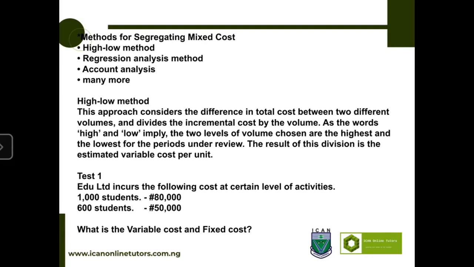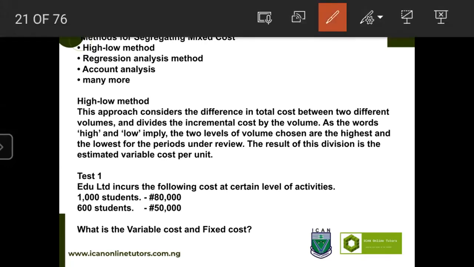So let's take for instance, test one, text understanding. Edu Limited incurred the following cost at certain levels of activities. 1,000 students, 80,000 naira. 600 students, 50,000 naira. What is the variable and the fixed cost? Anybody? You can drop it in the chat box. Okay, good of you. The first thing, before going further, is to separate your costs. These two are costs. These two are quantity.